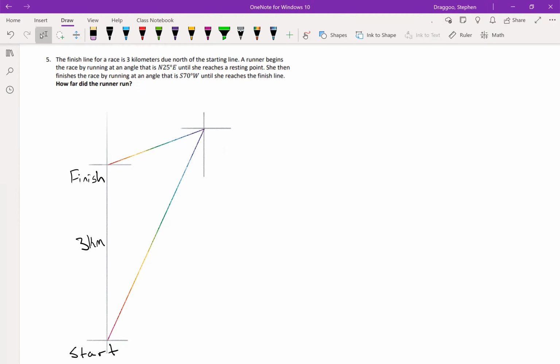So let's start by labeling some of the stuff that we know. Our first bearing angle from the start line should be 25 degrees east of north. So we'll measure this angle to be 25 degrees.